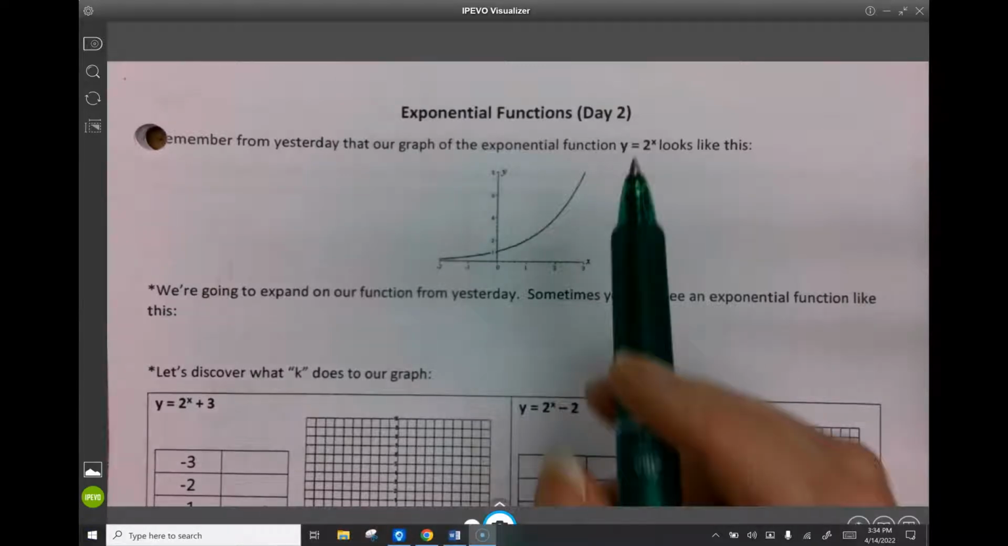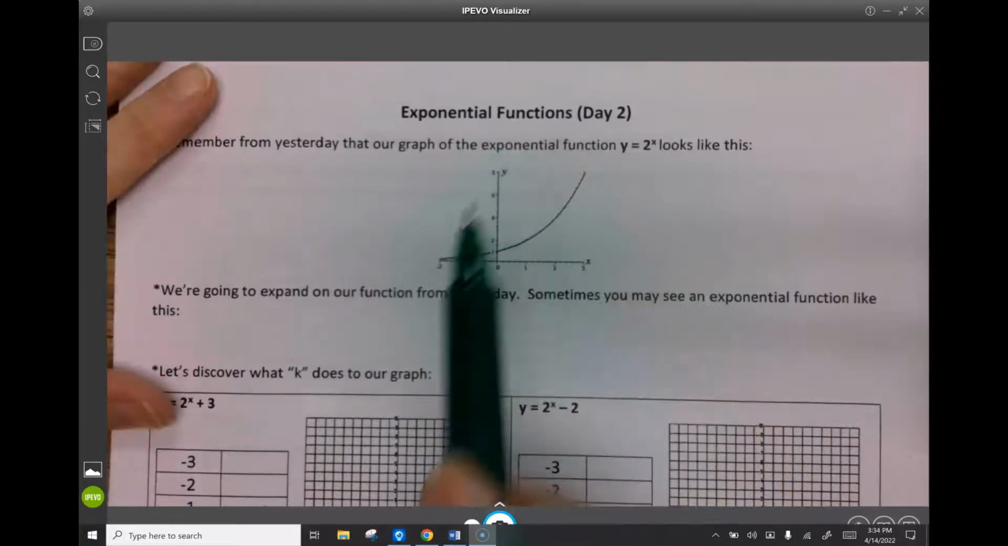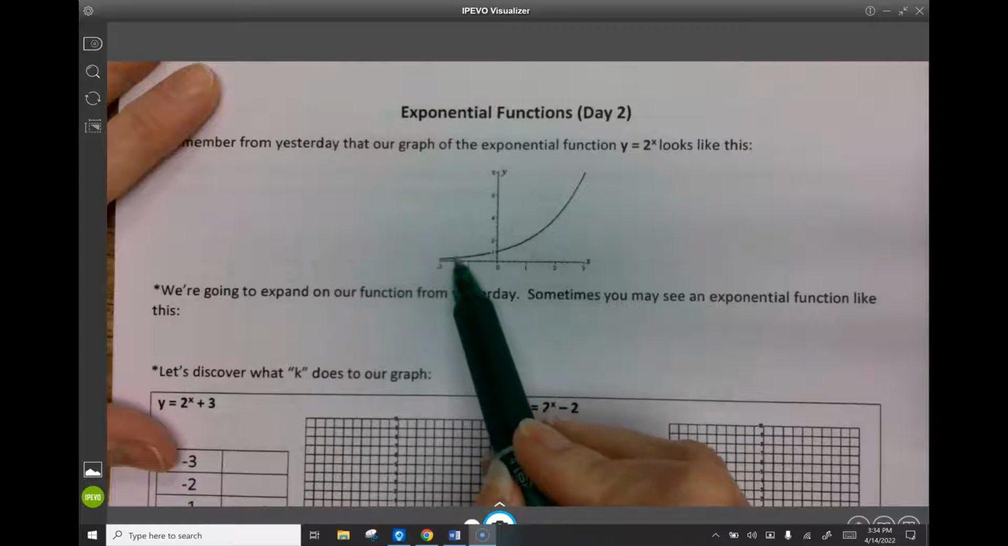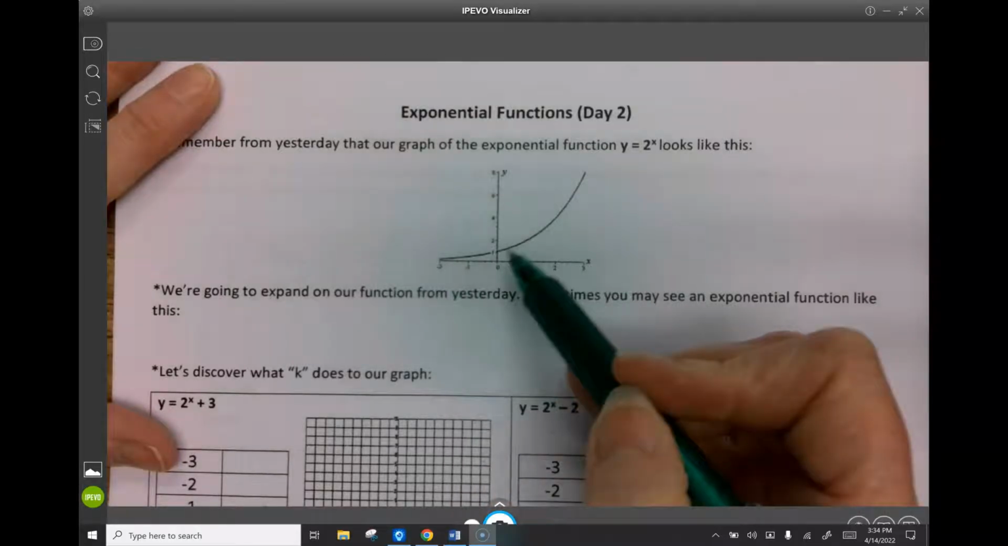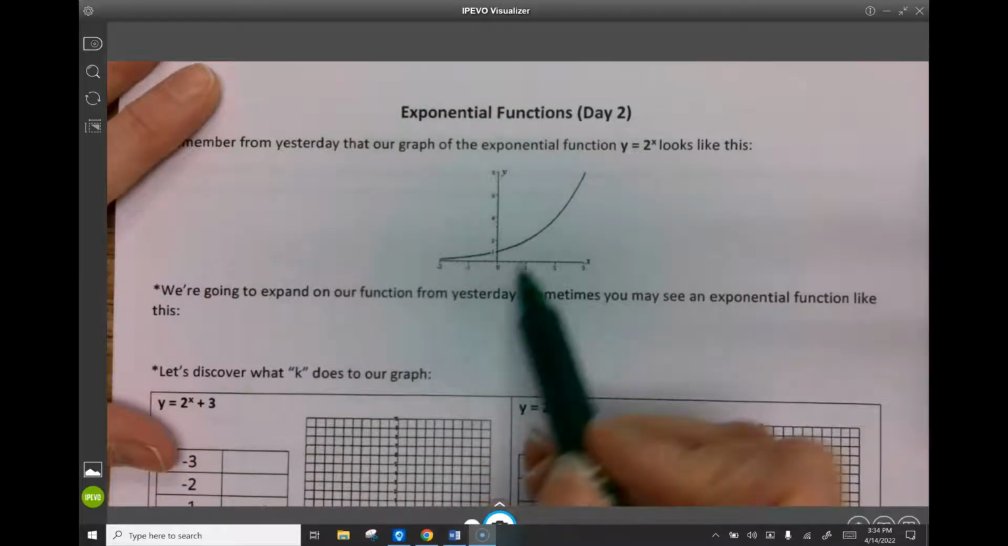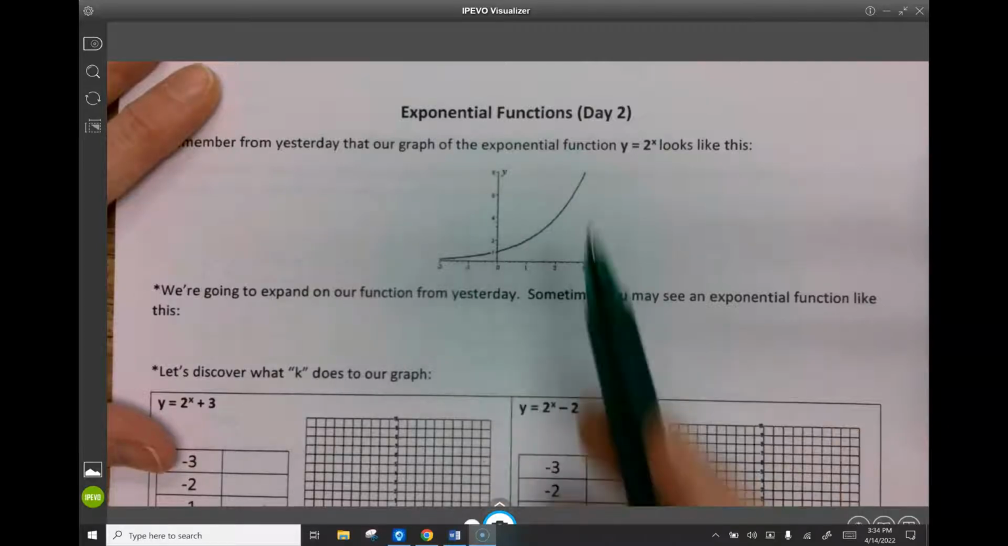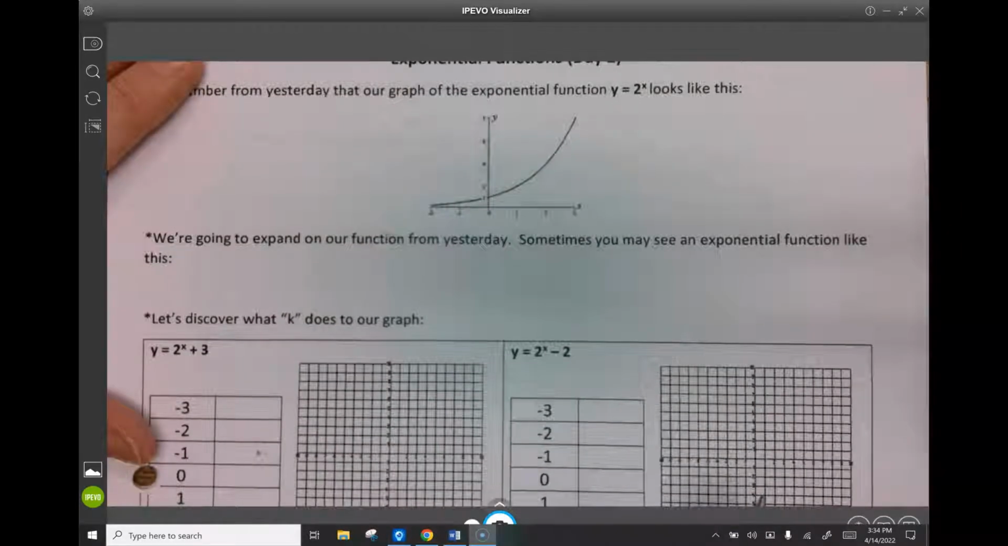So on exponential functions day 2, you'll remember that yesterday we had a graph that looked like this. It comes along, the asymptote goes straight and goes up really quickly. Oh, look at how, okay, this one doesn't go quickly because look, this is 1 and then 2. But anyway, it goes up in that swoop. So now we're just going to expand it.